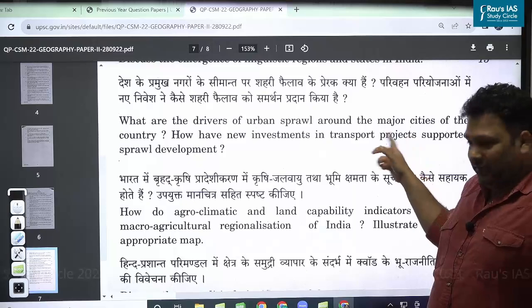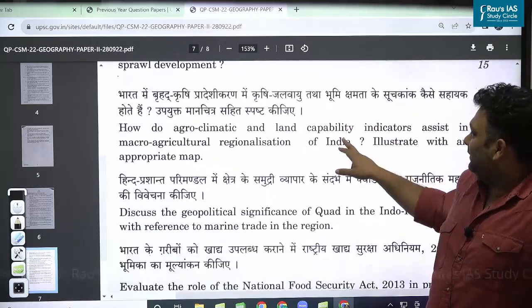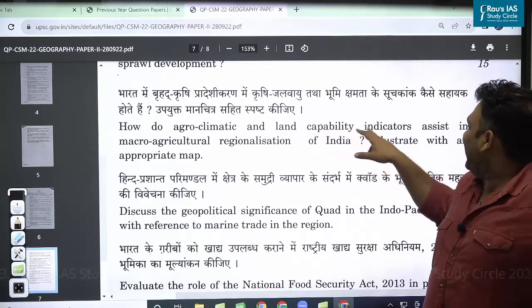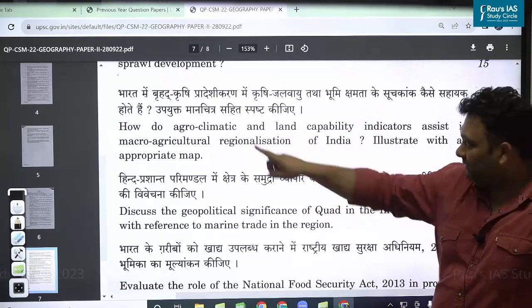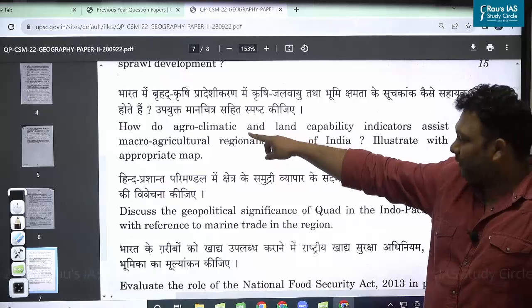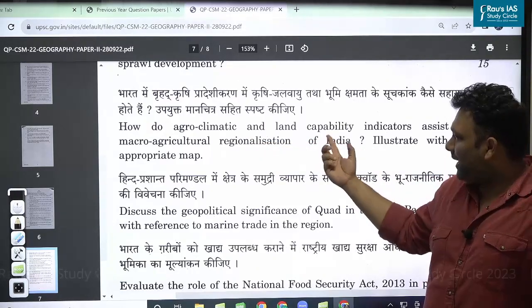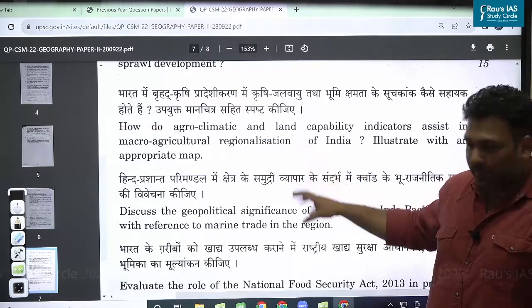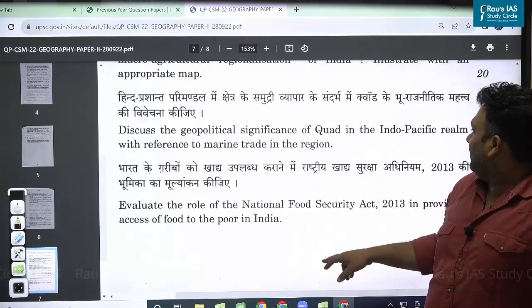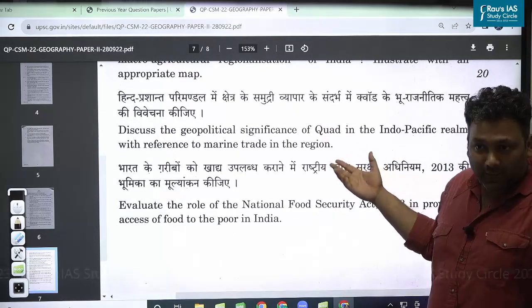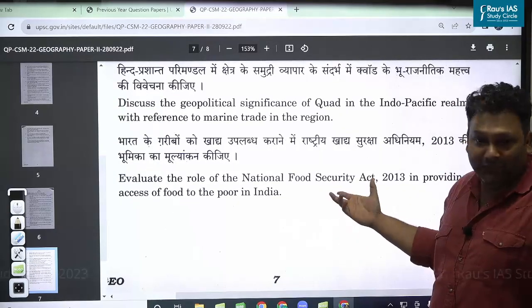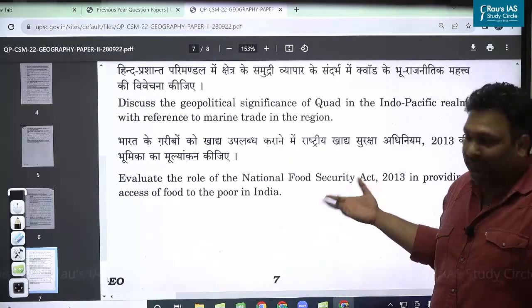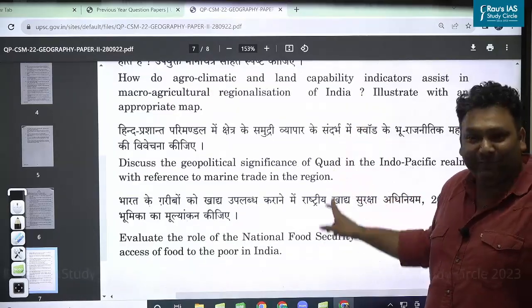Urban sprawl. Okay, this is a little bit technical. Agroclimatic land capability, you may not understand now, but a little bit you might be understanding. Agriculture according to a climate. According to land capacity, you should be having agriculture, something of that sort. Again, National Food Security Act. See, does it look like a geography paper from any angle?